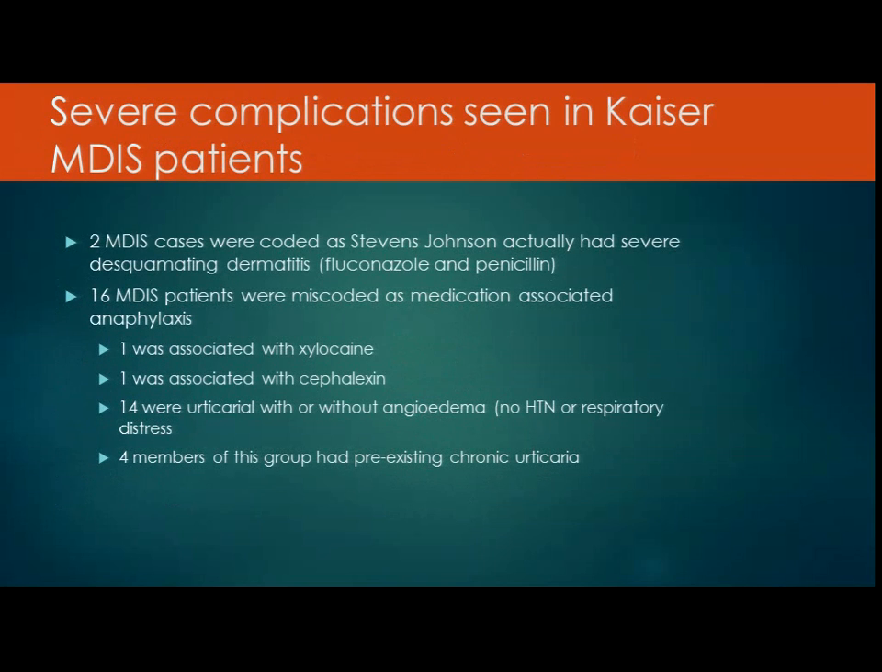So if you look at the really severe patients that Kaiser saw, there were 18. 2 of them were coded as Stevens-Johnson, but actually had toxic epidermal necrolysis. I'm not sure that's a better answer either way, but that's what they had. And of the 16 patients that were thought to have anaphylaxis, 1 was xylocaine, 1 was Keflex, and the other 14 really didn't have anaphylaxis. They had urticaria with or without angioedema. And if you look at this group, there's a significant number that have chronic urticaria, and they kept being labeled as allergies to new drugs. And when they actually went through their history, a lot of them, it's chronic urticaria as their underlying diagnosis.